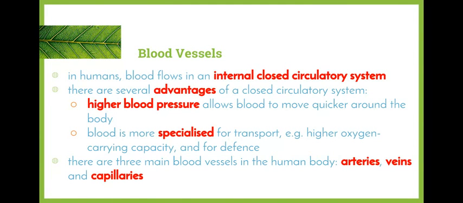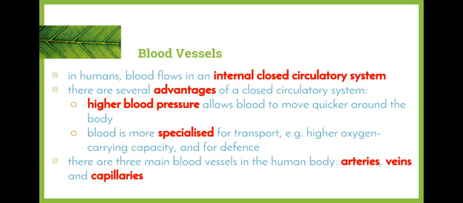So we've already had a look a little bit about blood, so now we're going to be looking at the vessels that contain them. So in humans, blood flows in an internal closed circulatory system. You recall in the Year 11 topics, we had a look at the difference between open and closed circulatory systems, and we see that there are several advantages of a closed circulatory system in comparison to an open one. So one is that we are able to have much higher blood pressure.